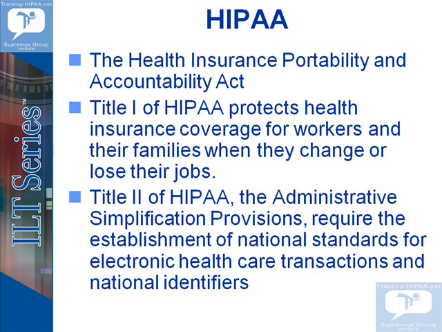It also covered national identifiers, which included the provider national identifier, which has been finalized and implemented, the employer identifier, which also has been finalized and implemented, the health plan identifier, currently in the process of drafting a rule, and then the patient identifier. Now, the patient identifier was later retracted by Congress, so there is no longer the inclusion of a patient identifier in the administrative simplification provisions by act of Congress.